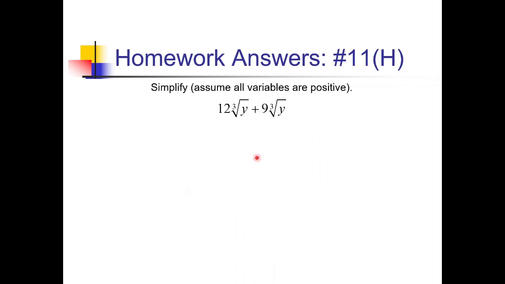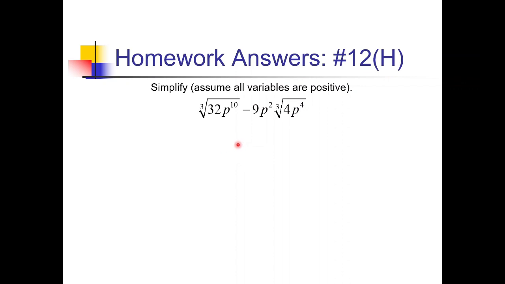For this problem, the first of two problems in the honor set, we have the same radicals being added together, so we can just add the coefficients and keep the radical the same. 12 plus 9 is 21, so 21 times the cube root of y is our answer for this one.